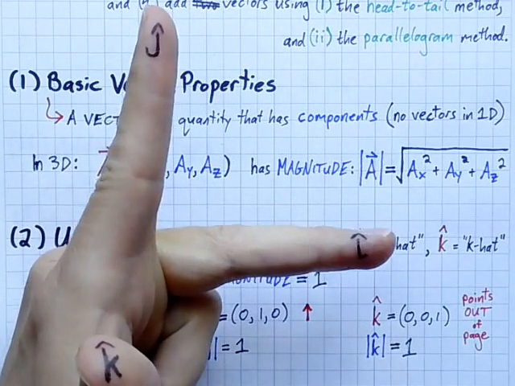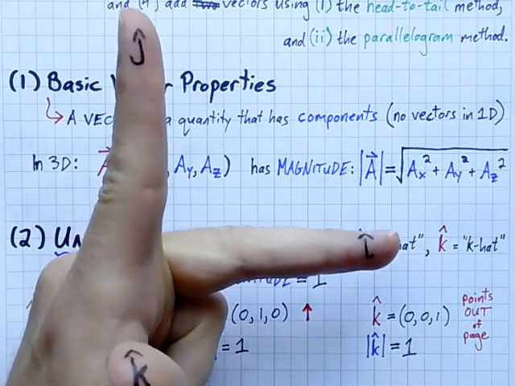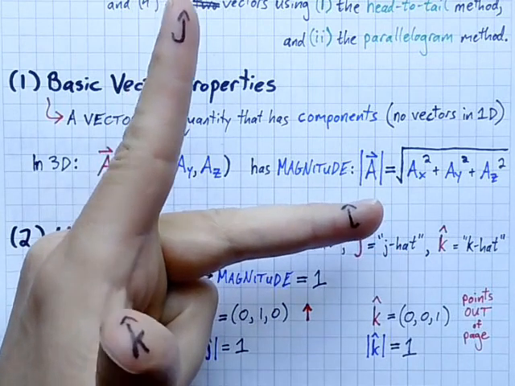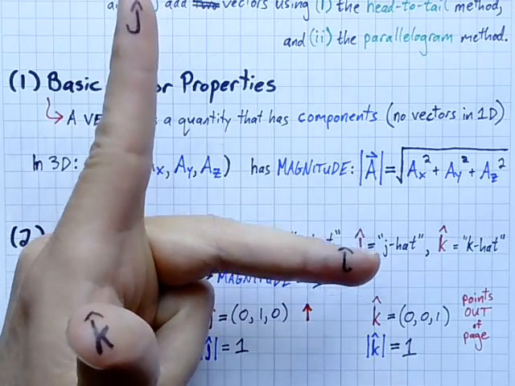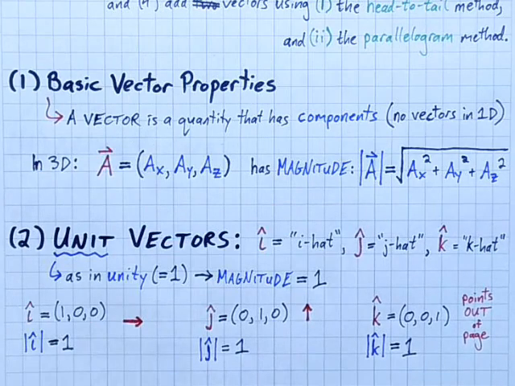This has to be your left hand. Get out your left hand here. I hat pointing in the x direction. J hat, index finger, pointing in the y direction. And then K hat on the tip of my thumb here, pointing out of the page in the z direction. I hat, J hat, and K hat for our x, y, and z directions, or little unit vectors.